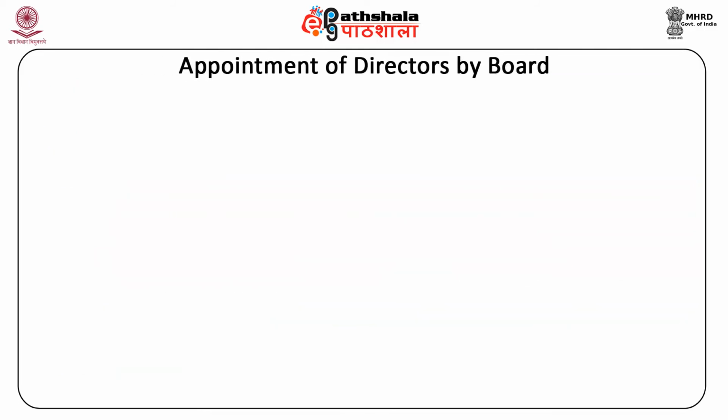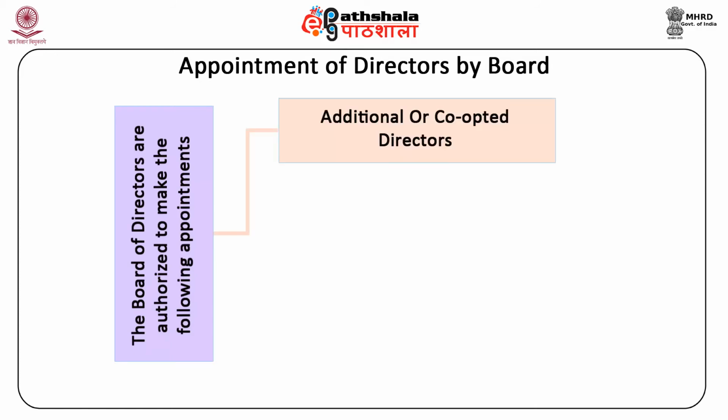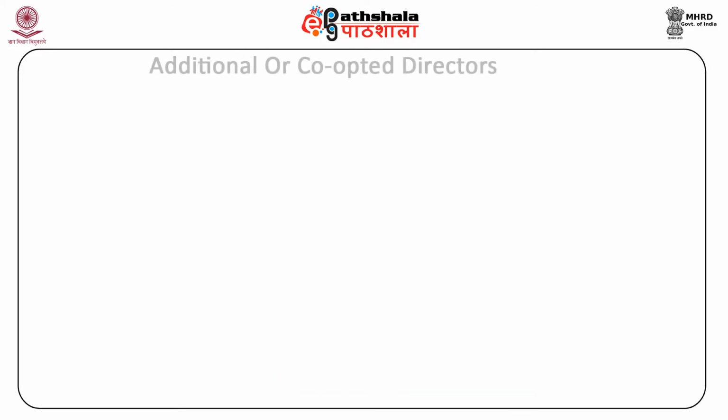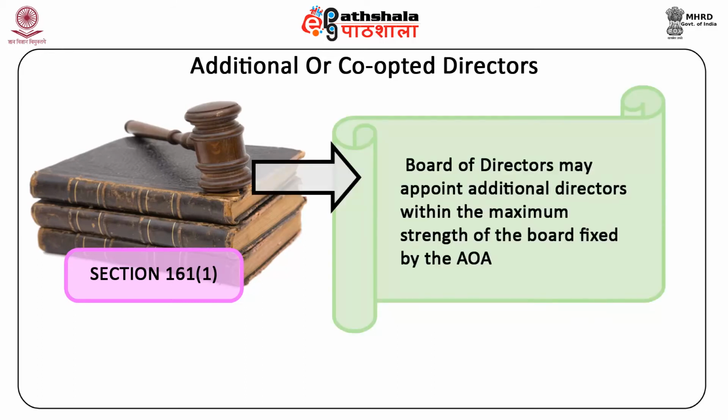Appointment of directors by board. The board of directors are authorized to make the following appointments: additional or co-opted directors, other directors, alternate directors, casual or ad hoc directors. Additional or co-opted directors. Section 161, subsection 1 provides that if authorized by the articles, the board of directors may appoint additional directors within the maximum strength of the board fixed by the articles of association. Such additional directors shall hold office only up to the commencement of the next annual general meeting.